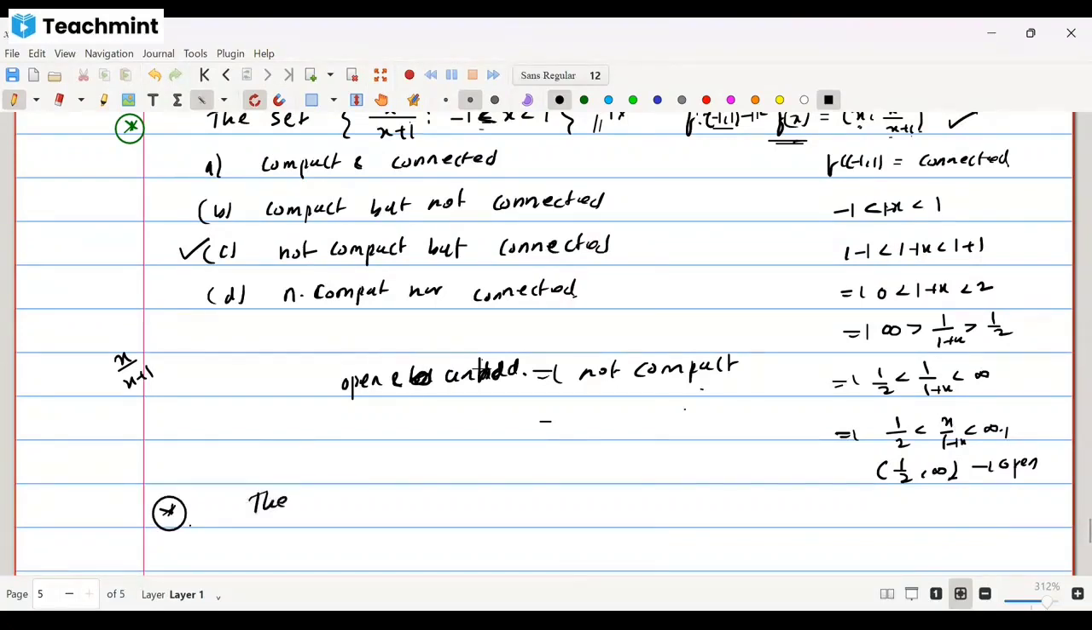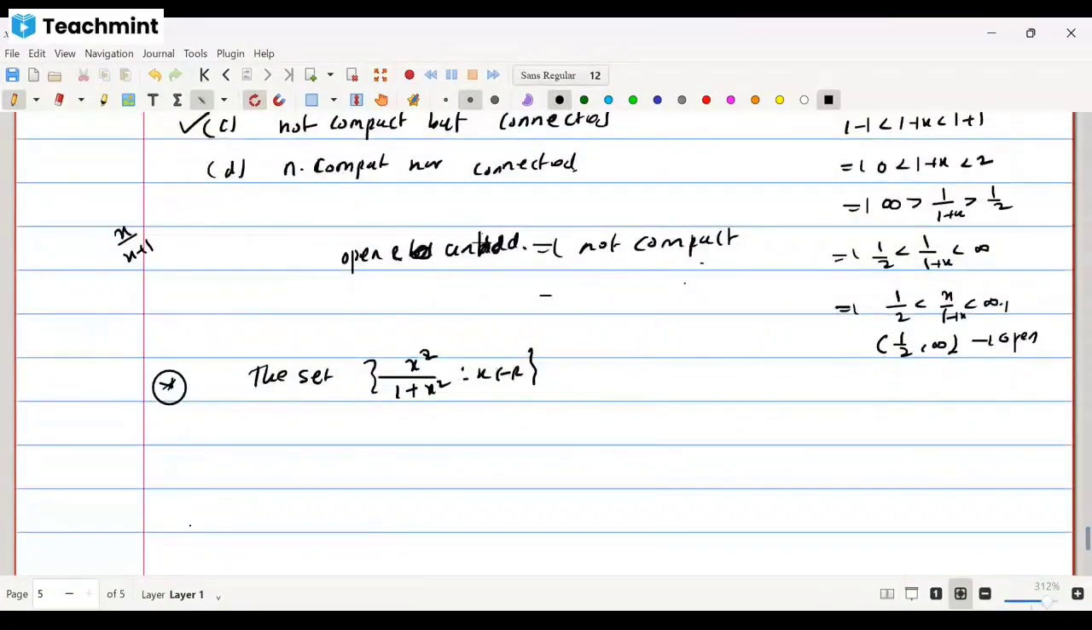Next one, the set x square by 1 plus x square such that x belongs to R. Here domain is R and codomain is R. Is it well defined or not? So now define a function f of x from R to R square such that f of x equal to x comma x square by 1 plus x square.